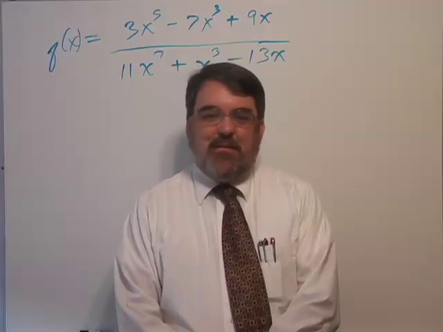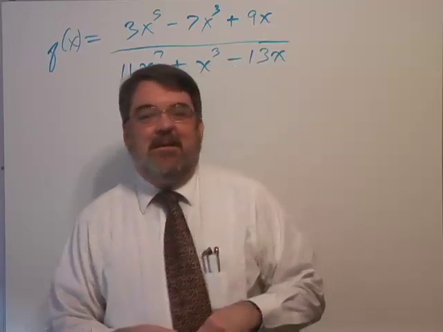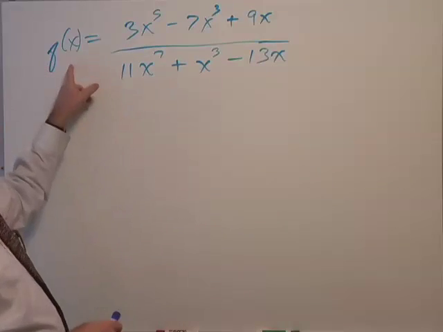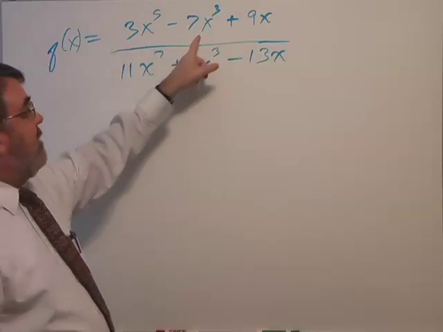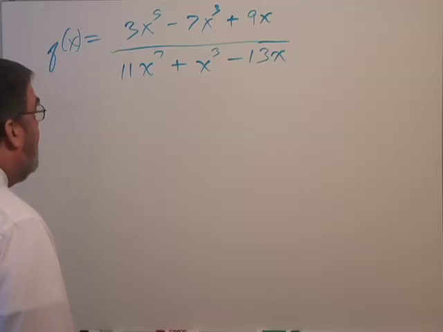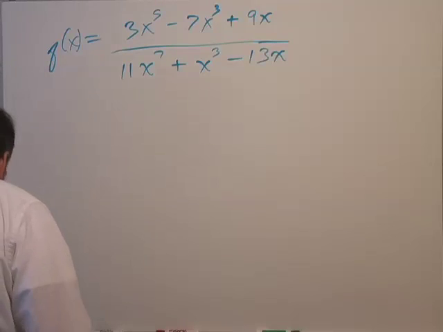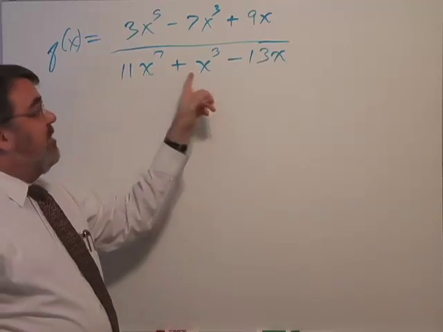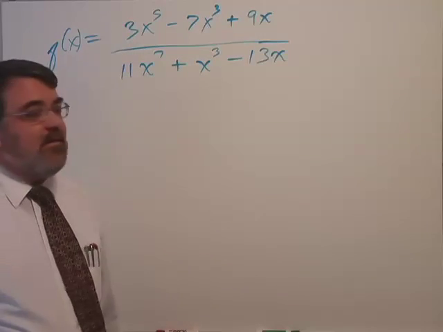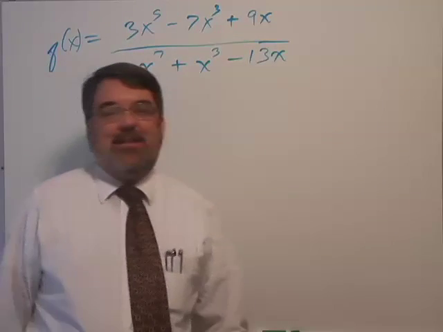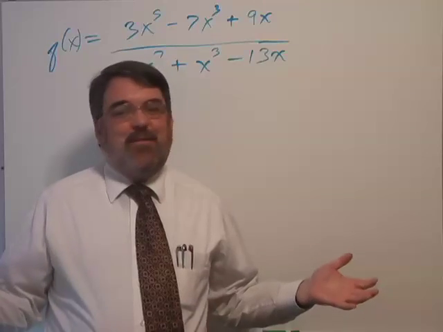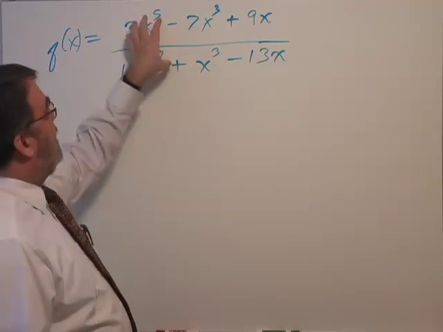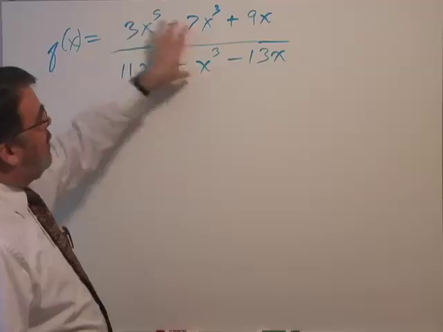You may want to pay a little closer attention to this one. Let's read it. f of x equals 3x to the fifth minus 7x to the third plus 9x, all divided by 11x to the seventh plus x cubed minus 13x. Now I've deliberately put odd numbers all through the thing. All the exponents are odd. All the coefficients are odd.